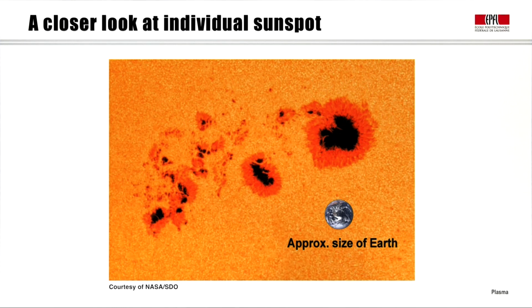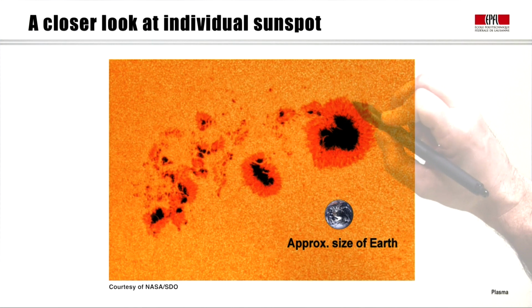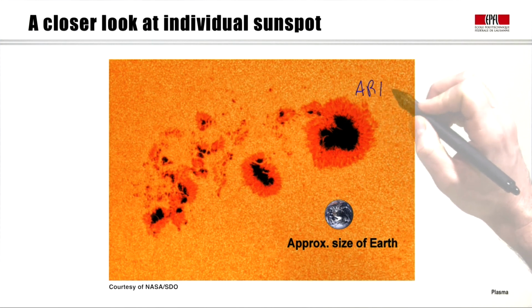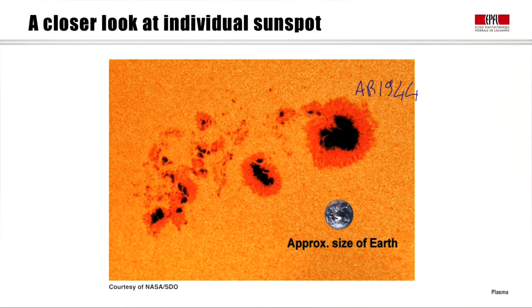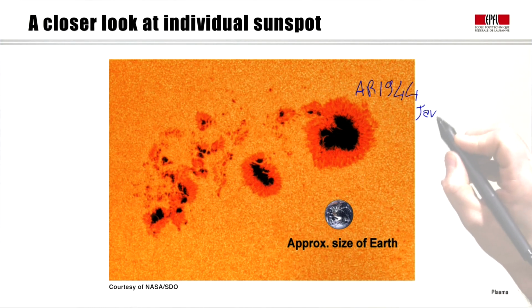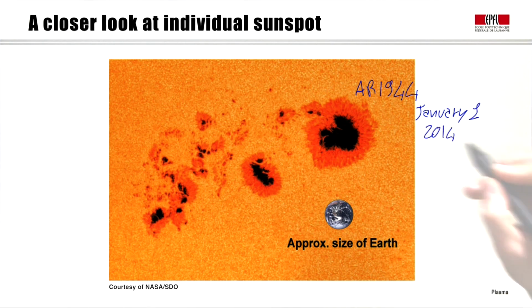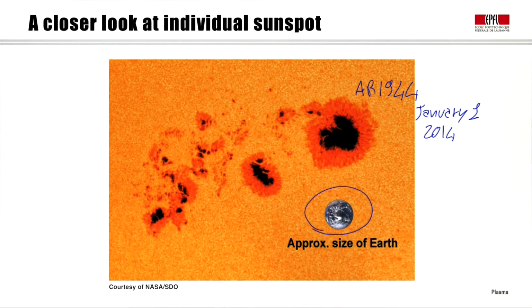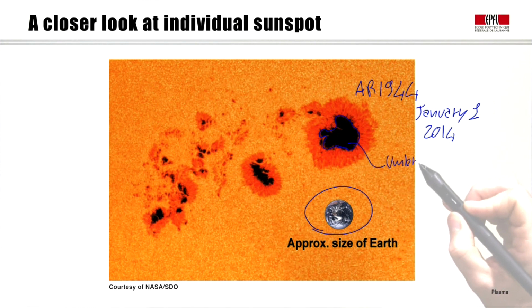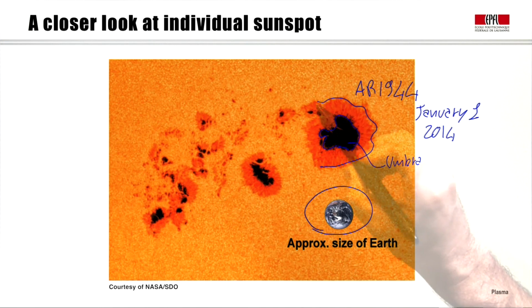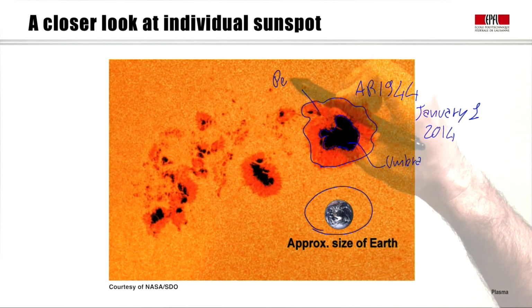Let's now have a closer look at individual sunspots. This is an example of an enormous sunspot which is labeled AR1944, which slipped into the view over the Sun late on January 1st, 2014. You can see on this picture the projected approximate size of the Earth, which gives you an idea of the size of this sunspot. You can also observe that the sunspot has two distinct regions. One darker region, this dark region is called umbra, and one brighter region surrounding the umbra, which is called penumbra.